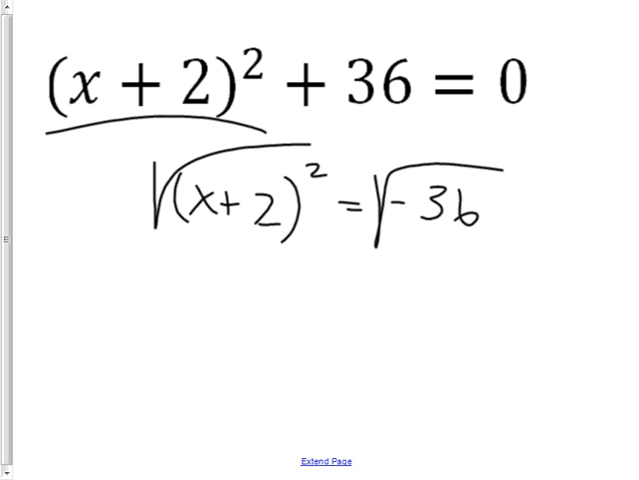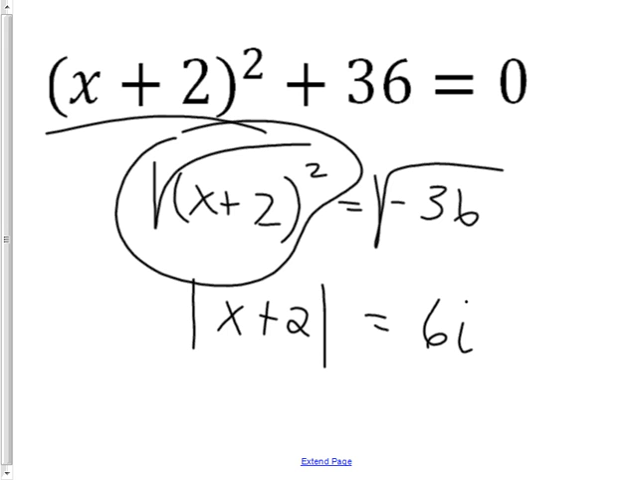Now here's the part. This is why I kept practicing these with you. Now you have absolute value of x plus 2 equals 6i. Why? Because when you take the square root of a variable, you get the absolute value of it. And now it's another one of those little absolute value questions. Solve this. Make me the two equations that you get.